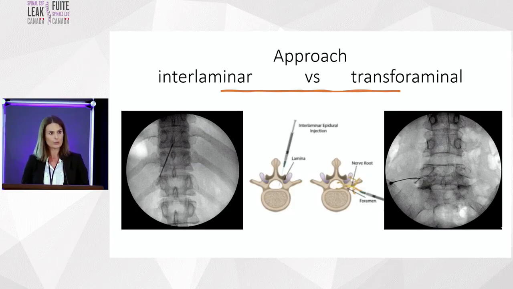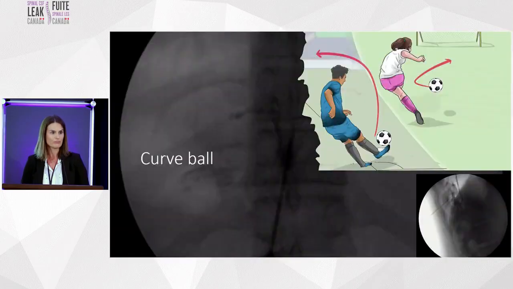Okay? The other approach is transforaminal. In that case, we actually place the needle through the foramen where the nerve exits, which is more in the anterior part of the spinal column, and this allows the blood to be injected directly and more anteriorly, so in the anterior epidural space, and that's, of course, the preference when there's an anterior leak.